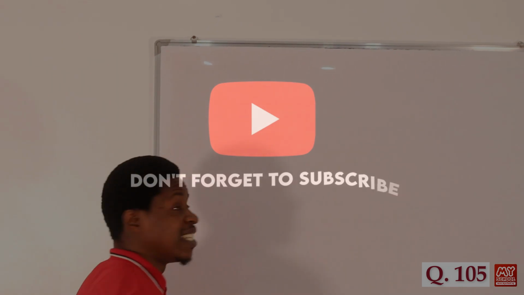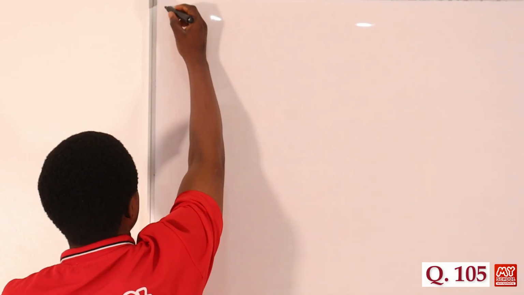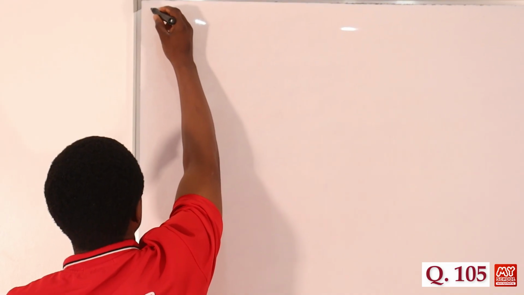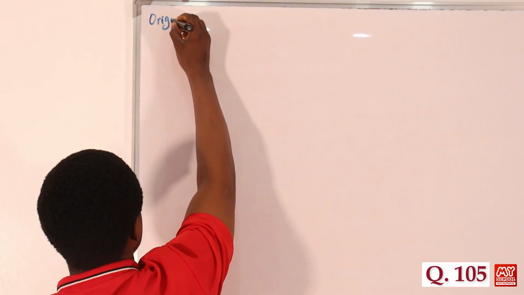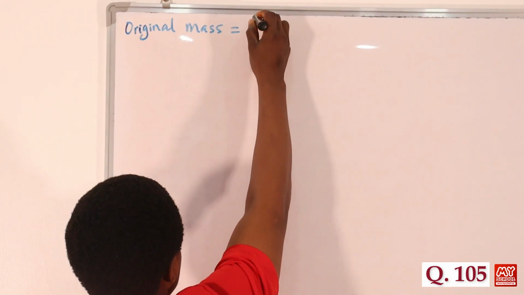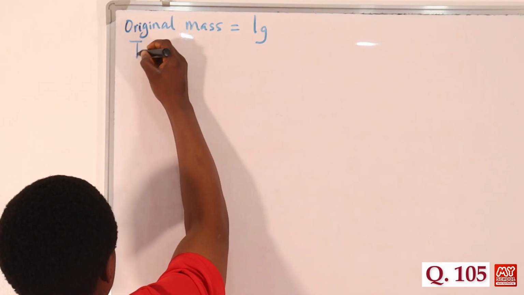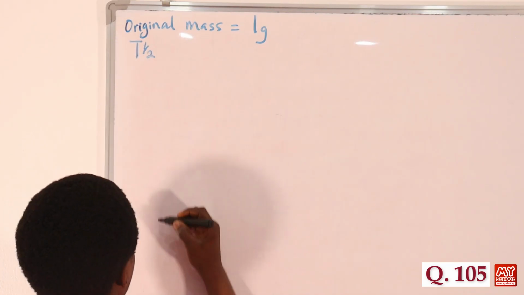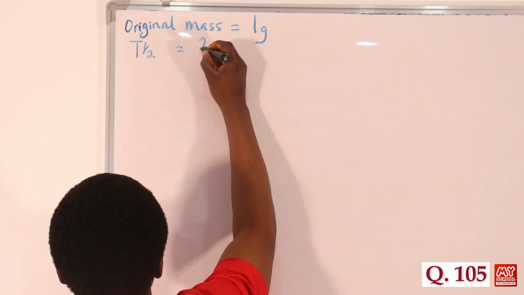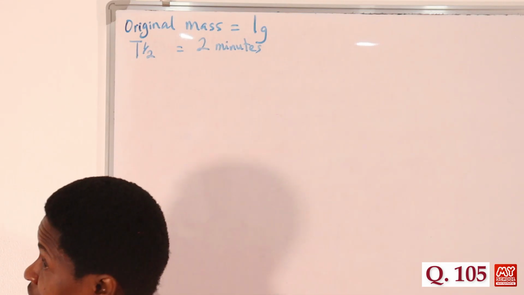So we're told that the radioactive element has a mass of 1 gram, which means that the entire mass, the original mass, is equal to 1 gram. Also we're given the half-life. We represent half-life with T half, and it was given to be 2 minutes.